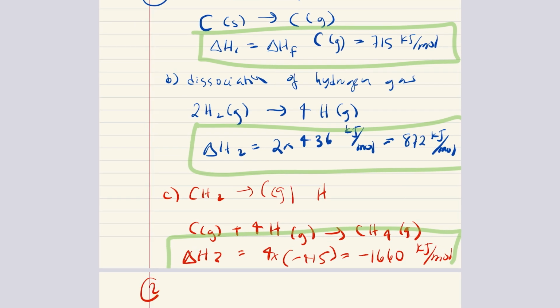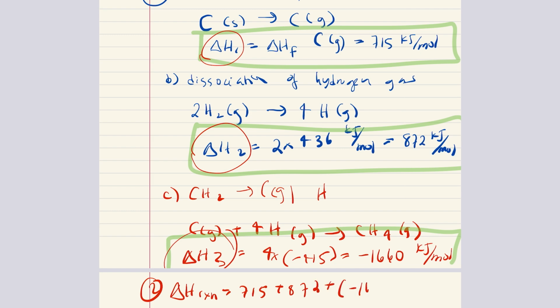Now all we have to do for the second step is sum up the enthalpy changes. So delta H for the reaction is going to be the sum of delta H1 plus delta H2 plus delta H3. So this is going to be 715 plus 872 plus minus 1660, and that's going to give us about minus 73 kilojoules per mole. Of course, this can be easier if we round some of these numbers. We can round to 700, 900, and minus 1700, and you would get a value close to minus 73, something around minus 60 to minus 65. So that is how we would approach this kind of problem.